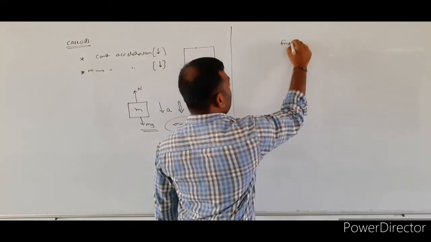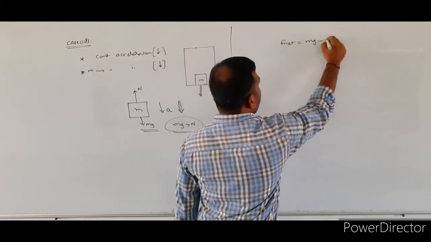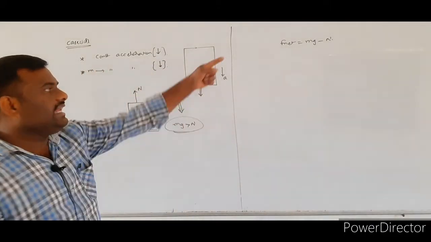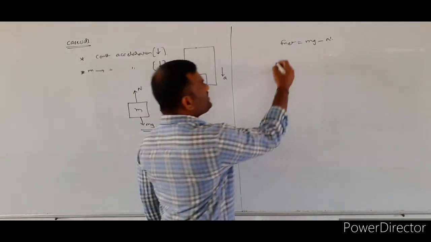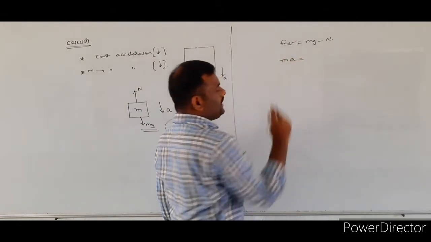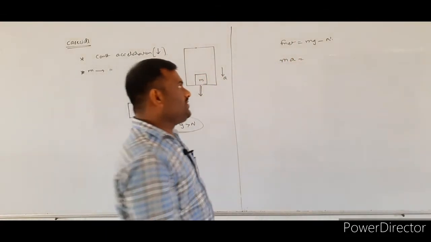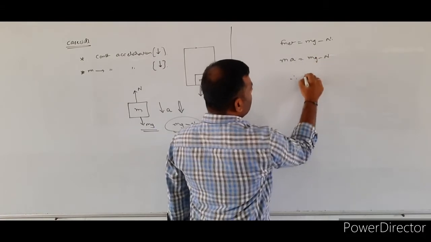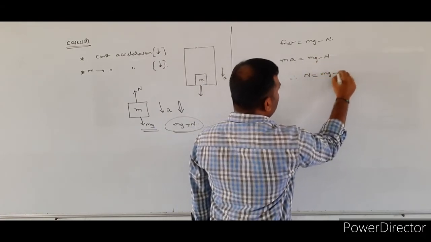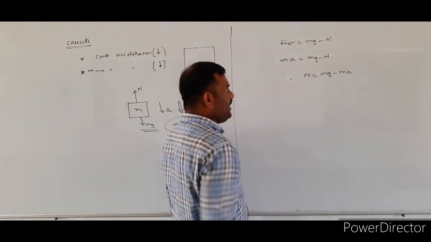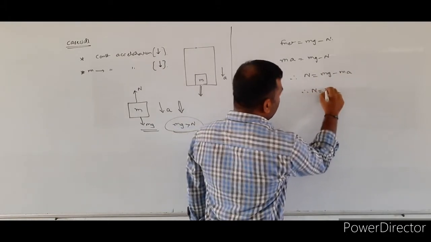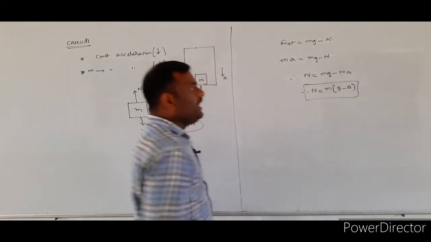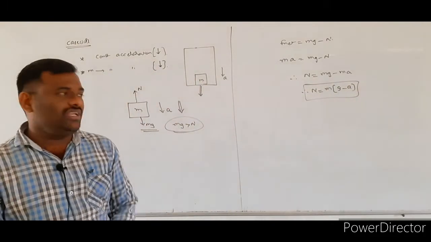F net value is equal to mg minus N. Again, according to Newton's second law, F net is equal to mass into acceleration, and this value is equal to mg minus N. Therefore, N is equal to mg minus ma. Therefore, the normal reaction value is N equal to m into g minus a.